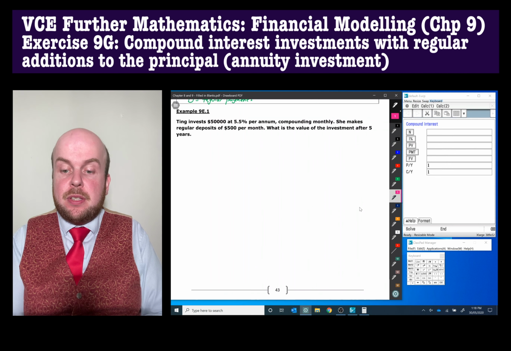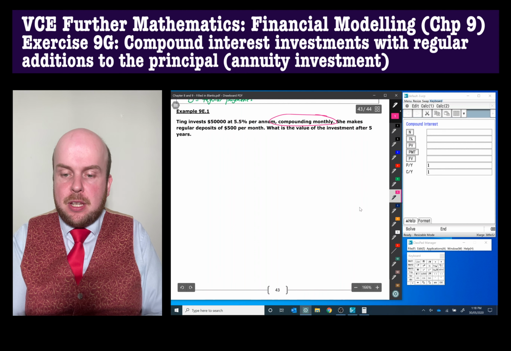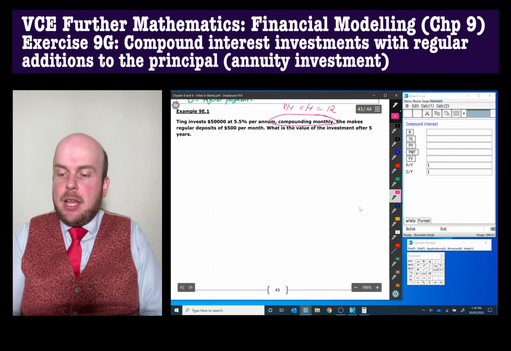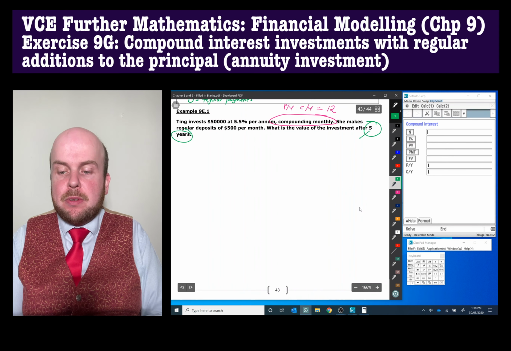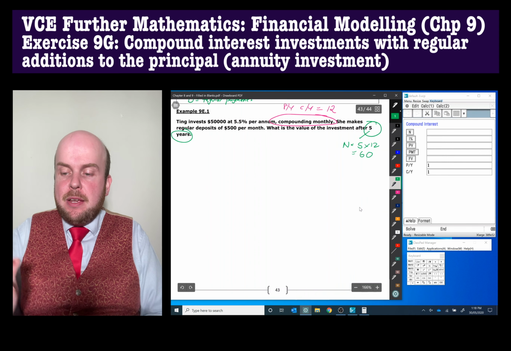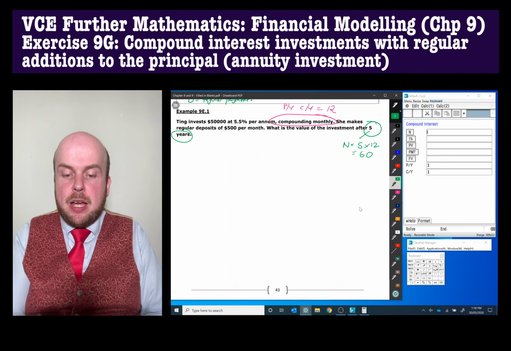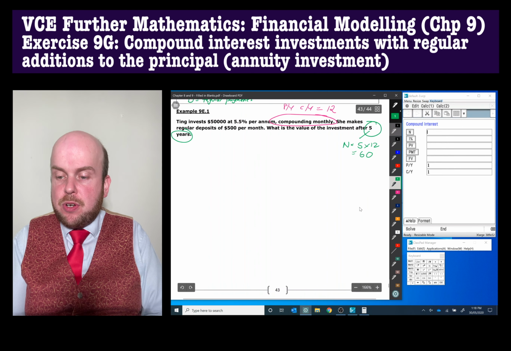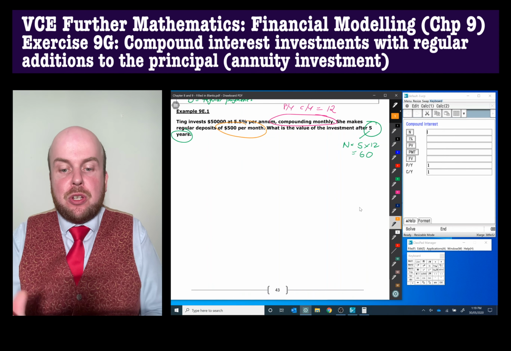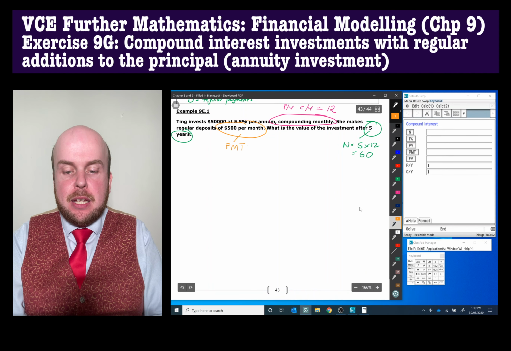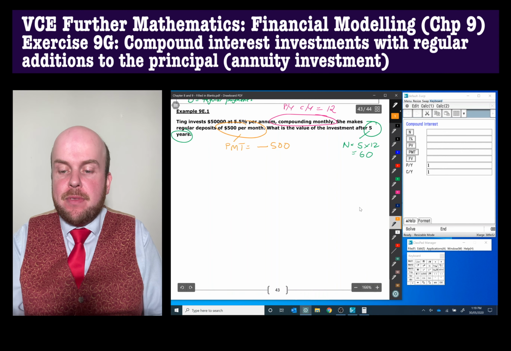So first thing to notice is that it is compounding monthly. So that means payments and compounds per year are going to be equal to 12. The N here is 5 years, but of course it's compounding monthly, so it's going to be 5 times 12, which will be equal to 60. We are getting regular deposits of $500, so that means that Ting is paying into that, so that's going to be negative. So the payment is going to be negative 500.